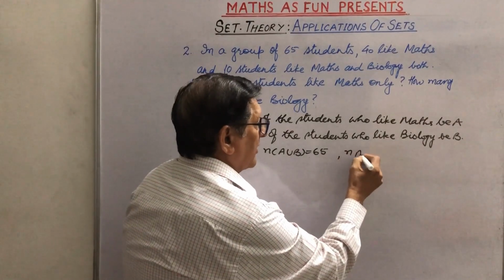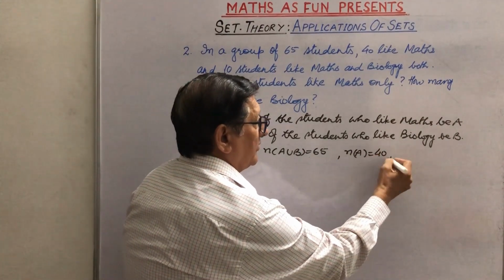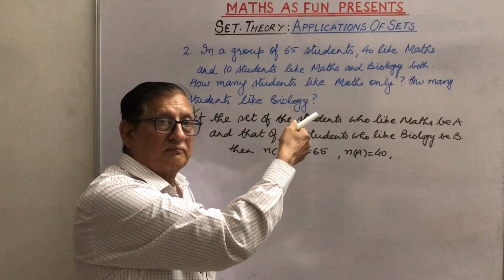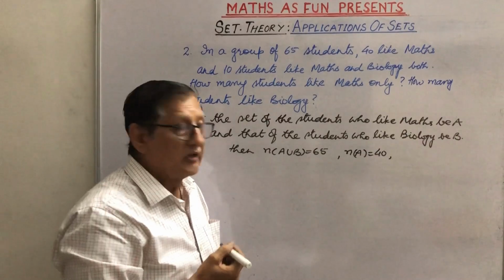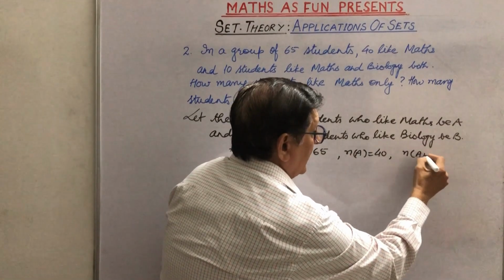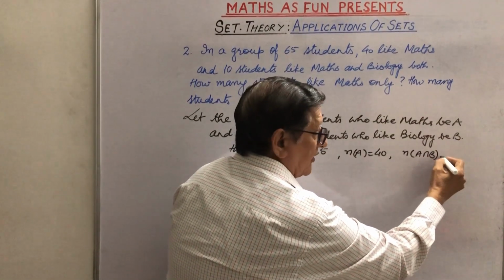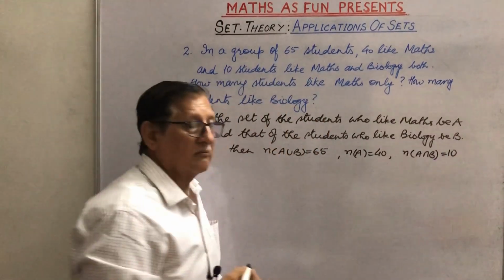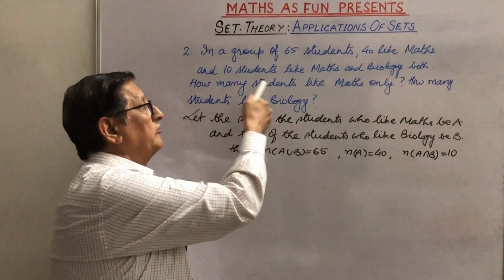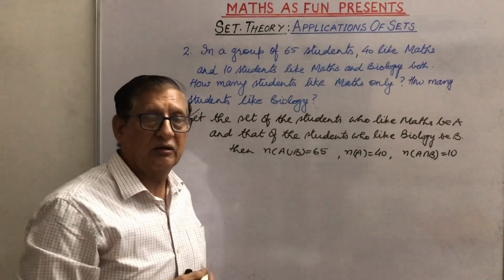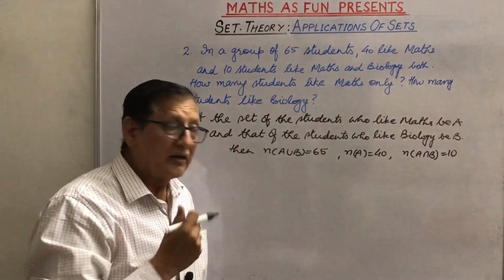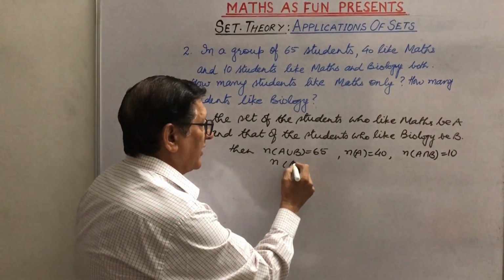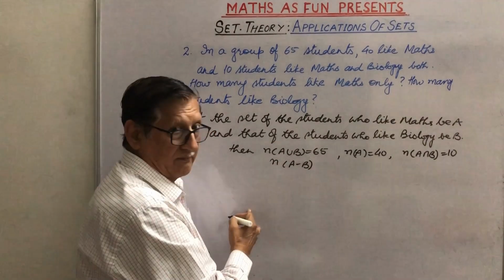N(A) is equal to 40. 40 students like math. But here it is given that 10 students like both. It means that N(A intersection B) is equal to 10. We have to find out how many students like maths only. Maths only means they don't like biology. It means we have to find out N(A minus B).